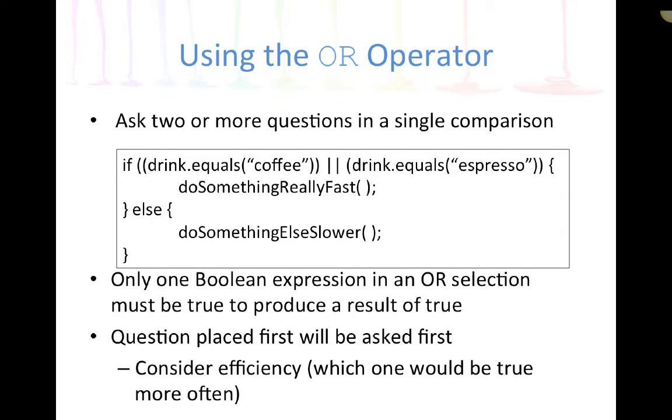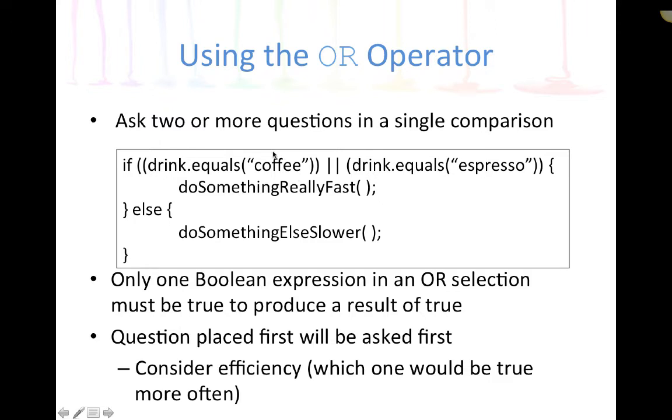You want to put the one that will be true the most often first. So in our household, we always drink coffee. So coffee is going to be the drink of choice most of the time. We hardly ever drink espresso. On occasion, but we hardly do. So I would put the one that's going to be used the most often in the first position.